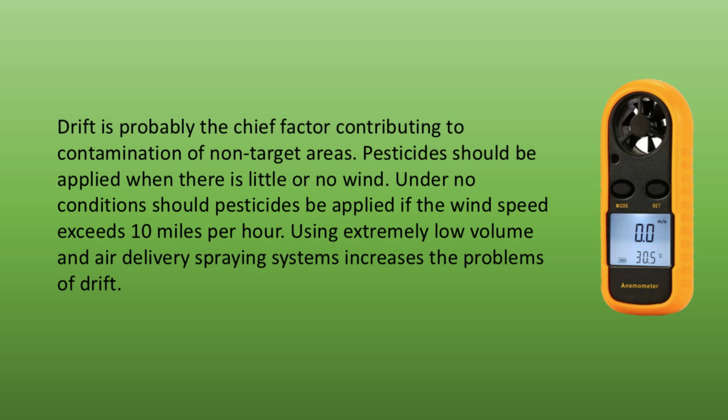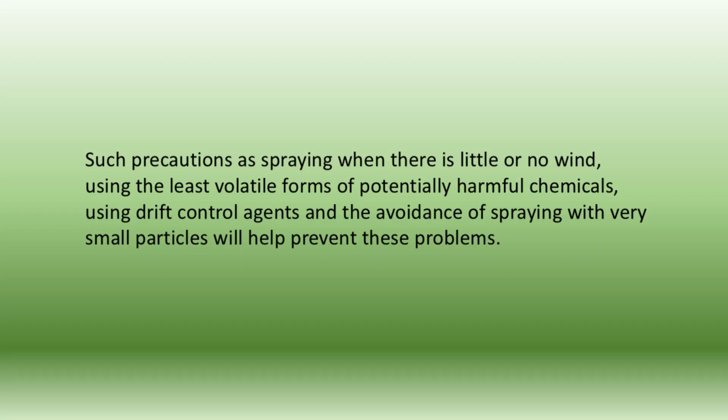Pesticides should be applied when there is little or no wind. Under no conditions should pesticides be applied if the wind speed exceeds 10 miles per hour. Using extremely low volume and air delivery spraying systems increases the problems of drift. Such precautions as spraying when there is little or no wind, using the least volatile forms of potentially harmful chemicals, using drift control agents, and the avoidance of spraying with very small particles will help prevent these problems.